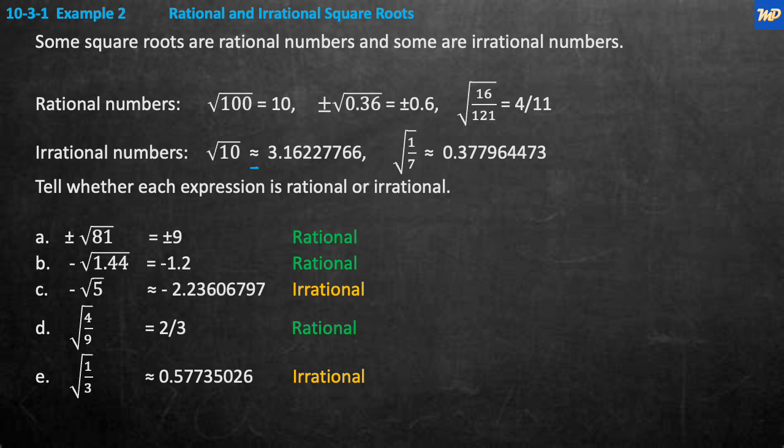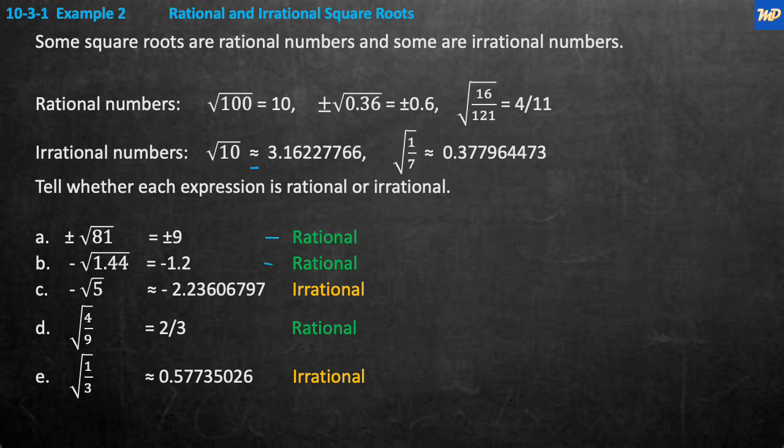So tell whether each of these expressions is rational or irrational as we go down. That's what it's asking. So plus or minus the square root of 81 is equal to plus or minus 9. 9 times 9 is 81. It's rational. You see I've got the answer here already. How about negative square root of 1.44? Well, that's negative 1.2, because 1.2 times 1.2 is 1.44. And that is rational. It's an exact answer.